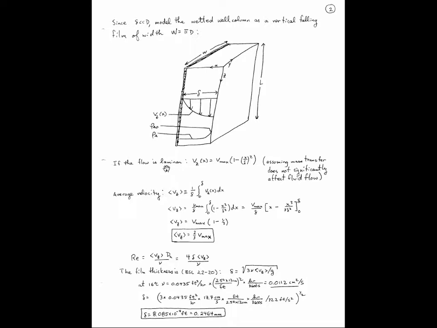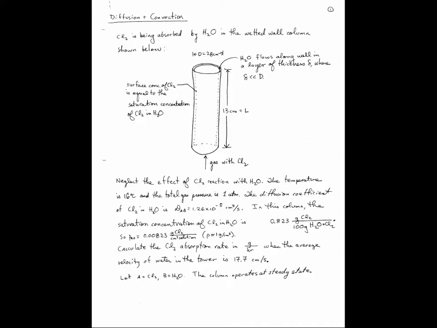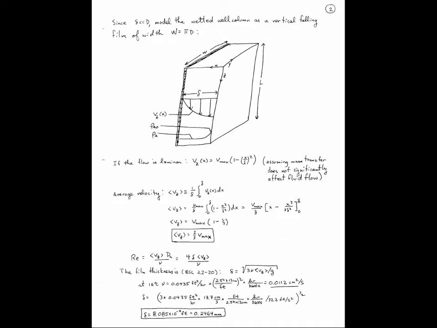It'll be useful for us to define the average velocity, because one of the specifications in the problem was that the average velocity had this value. And so we can define the average velocity as just the integral of the velocity over the width of the film, and so the average velocity is 2/3 of V max. The maximum velocity is given out here at the gas-liquid interface.